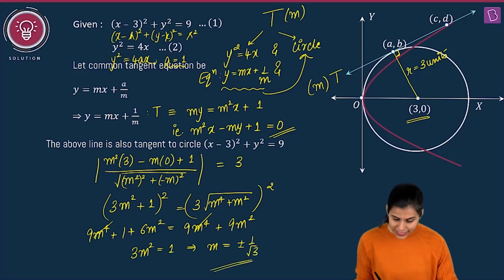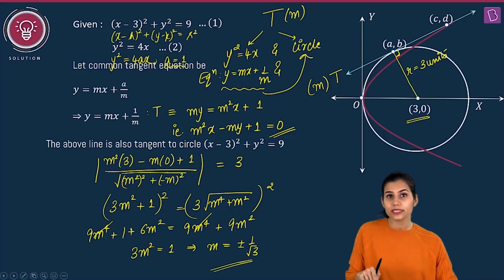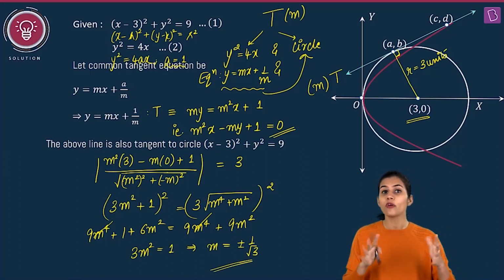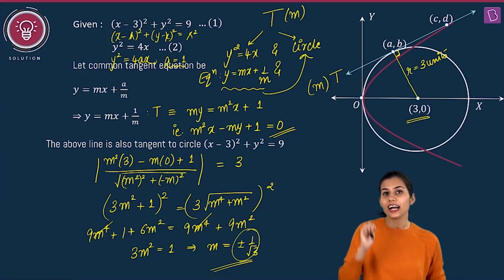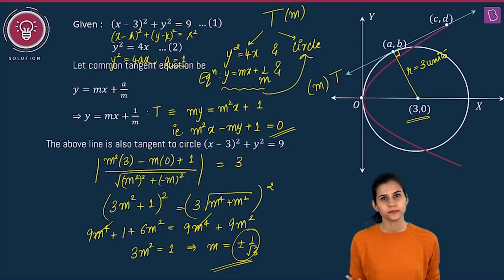What are you getting? You are getting two distinct values of m. m was representing the slope of this common tangent. I initially said I don't know how many common tangents exist, but because I'm getting two distinct values of m, which are representing two distinct slopes, I can say that corresponding to both these slopes, I will have two distinct common tangents to both these curves. You got the drill? Yes, but there is a catch.